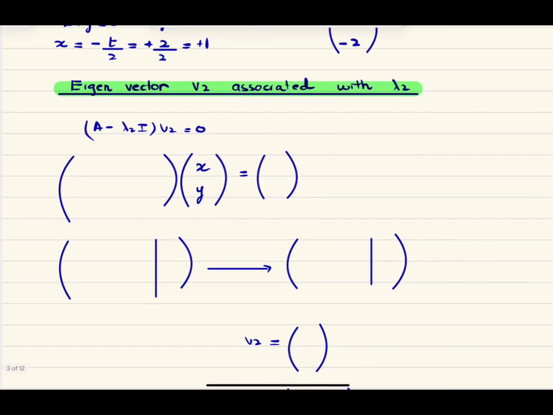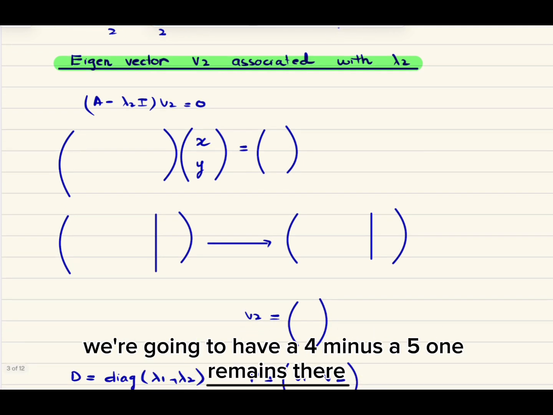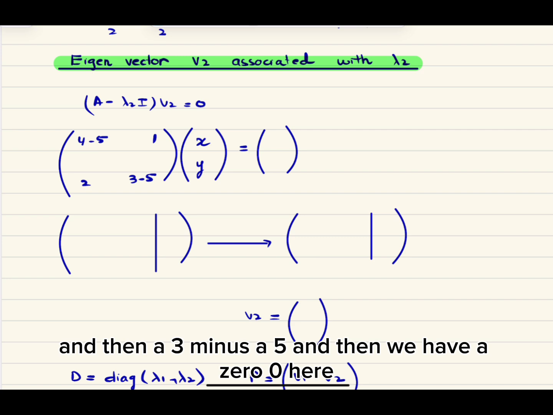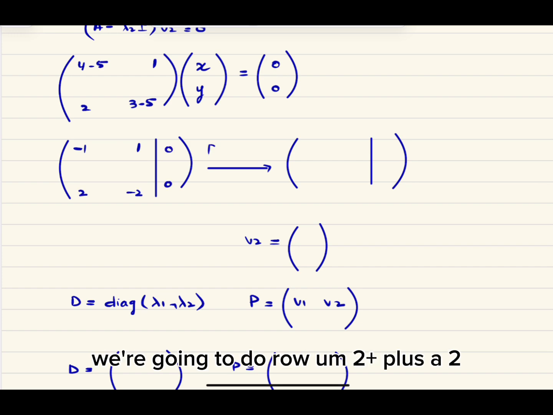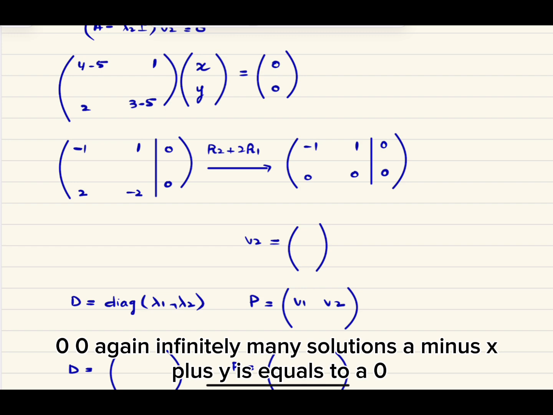Okay. Let's find the eigenvector v2 associated with lambda 2. We're going to have 4 minus 5, 1 remains there, 2 remains there, and then 3 minus 5, and then 0, 0 here. This is minus 1, 1, 2, minus 2, 0, 0. We do row 2 plus 2 row 1, and then we have minus 1, 1, 0, 0, 0, 0.